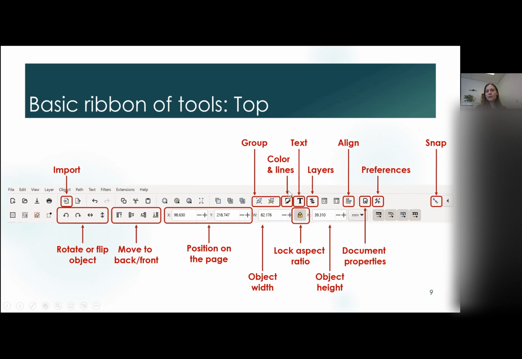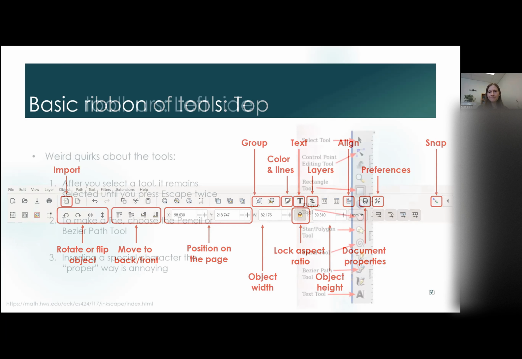We have grouping buttons. We have buttons here that will allow us to change the color and the lines, the text and the layers. We have an align button, and we're going to talk about the align features in Inkscape because they're a lot more powerful and they give you a lot more options than the ones in PowerPoint. There is the option to set document properties with this button, and then there are some software preferences that you can set here. And there's also a snapping menu for people who like it when their figures snap from one set of borders to another or between each other, which I'm going to touch on a little bit today.